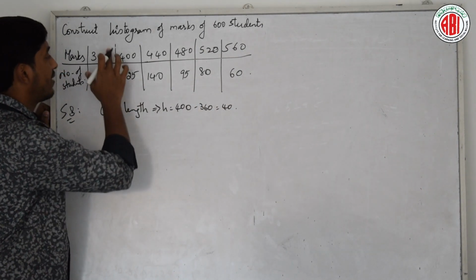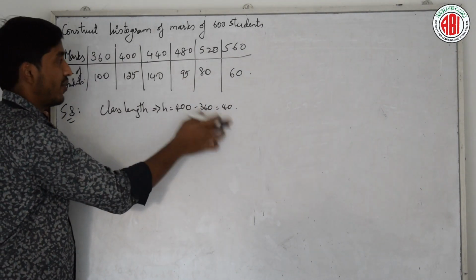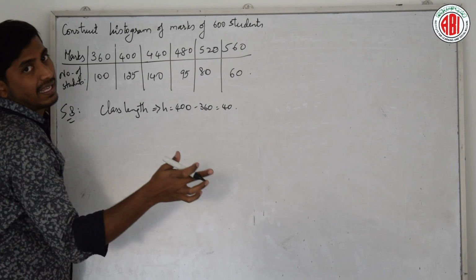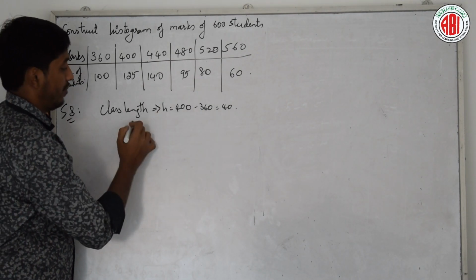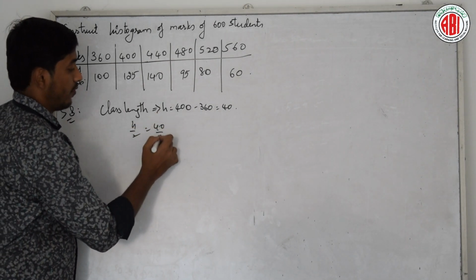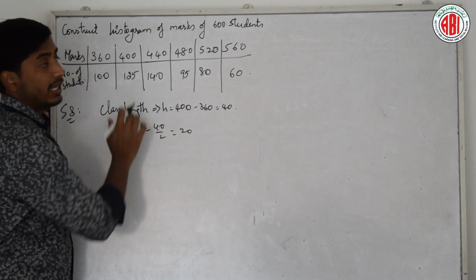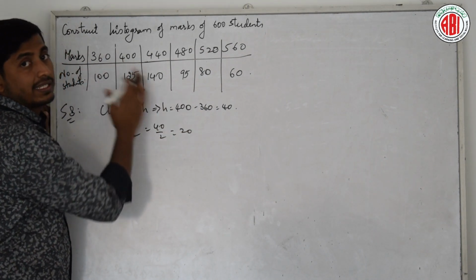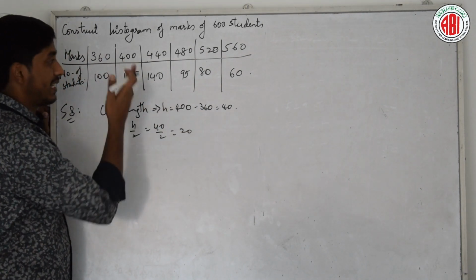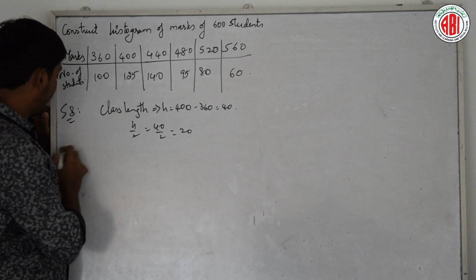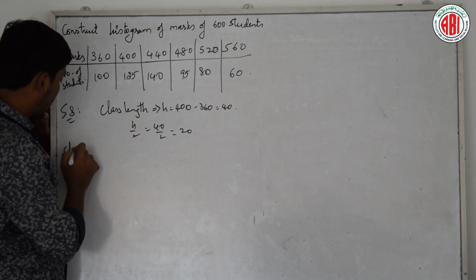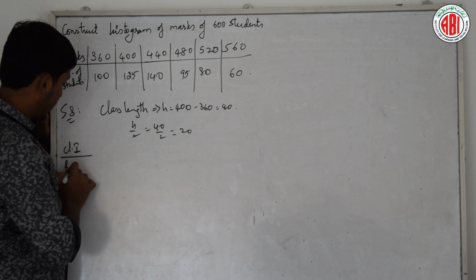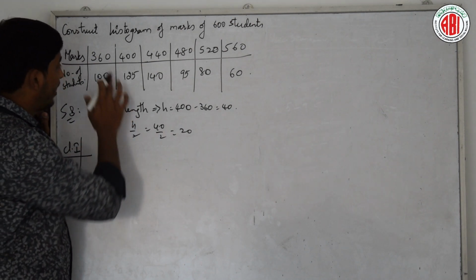What about the class boundaries now? 360 minus 40 by 2, 360 plus 40 by 2. We have to do 40 by 2, that is 20. Now tell me 360 minus 20, 360 plus 20. Shall we draw now? That will be the class interval and frequency. Shall we write now?